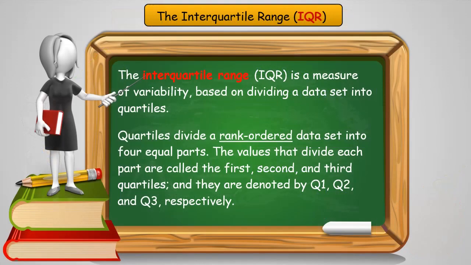So the next slightly more complex layer is the interquartile range, IQR. And it's also a measure of variability, dividing the data set into quartiles, 4 quarters. They divide a rank-ordered data set into 4 equal parts, with the dividers between those parts being Q1, Q2, and Q3 respectively.